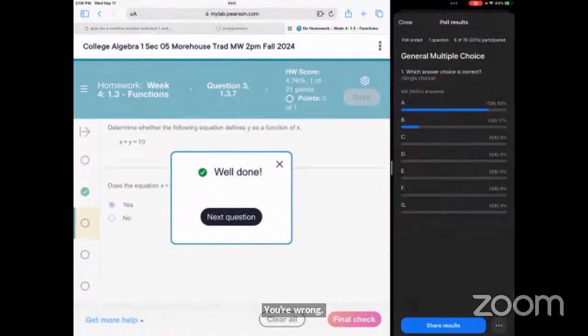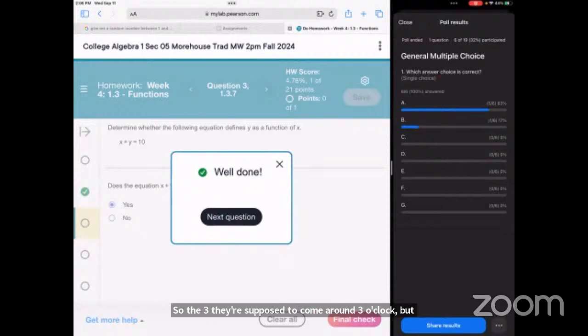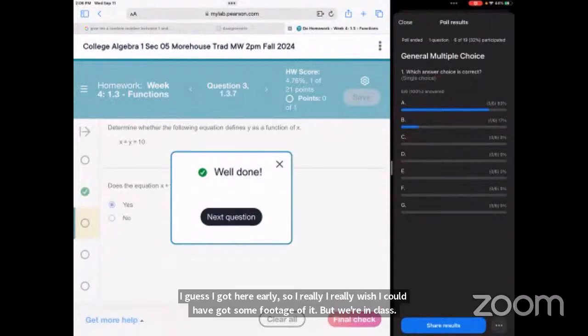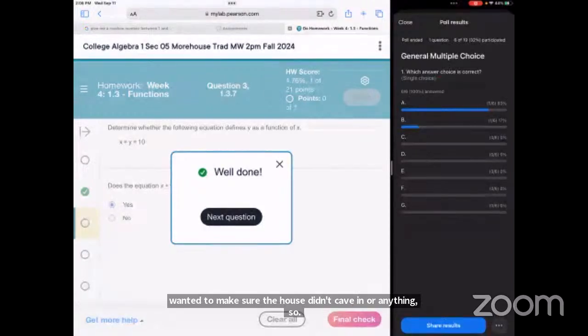Sorry about that, gentlemen. We got some guys that came to the house dropping the tree. They were supposed to come around 3 o'clock, but I guess they got here early. So I really wish I could have got some footage of it, but we're in class. I heard the tree crash, and I just wanted to make sure the house didn't cave in or anything. So anywho, I think we're good there. Let's go ahead and do another one.